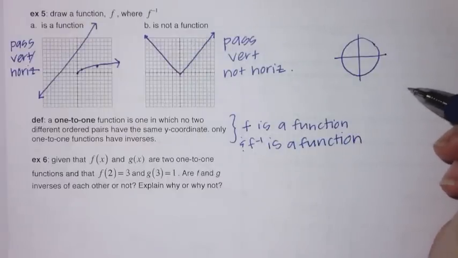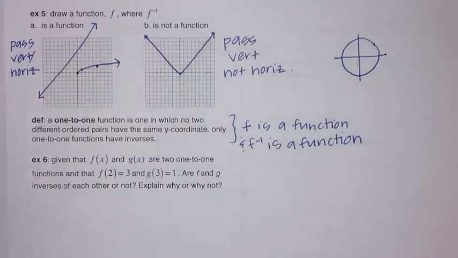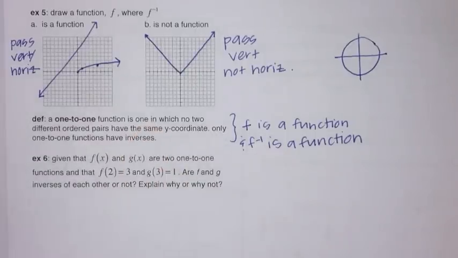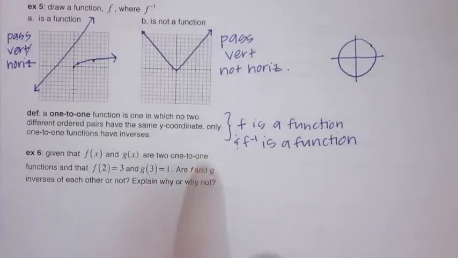Okay, example 6, last example. Given that f of x and g of x are two one-to-one functions, and that f of 2 equals 3 and g of 3 equals 1. Are f and g inverses of each other or not, and explain why or why not. So they're just telling us that there's some function f and some function g that are one-to-one. Doesn't say that they're inverses. We're asked to figure out if they're inverses.